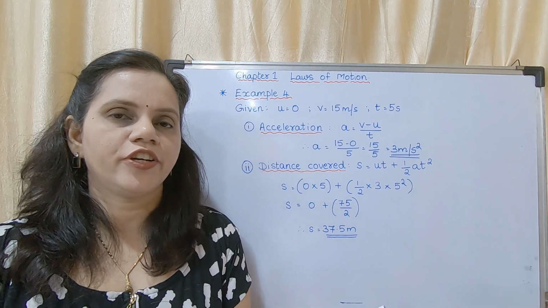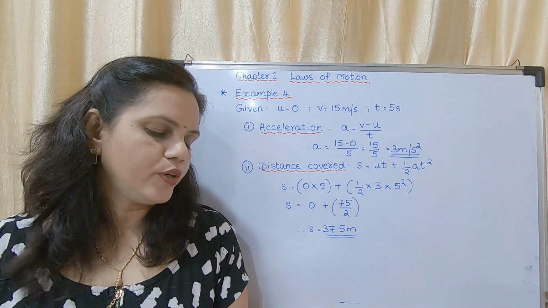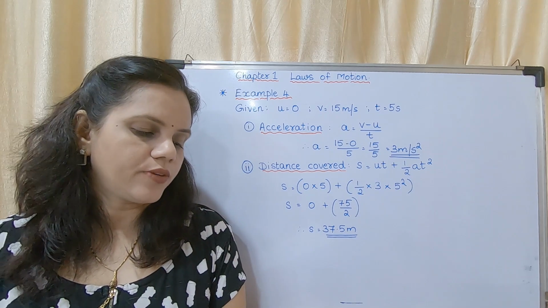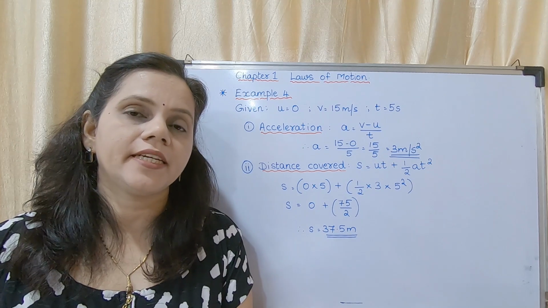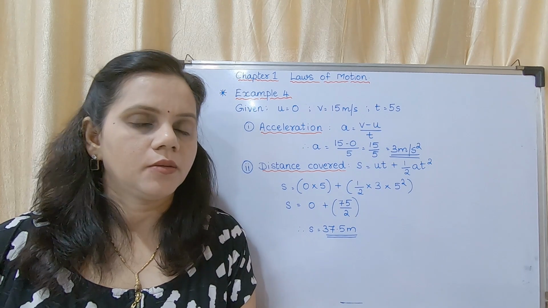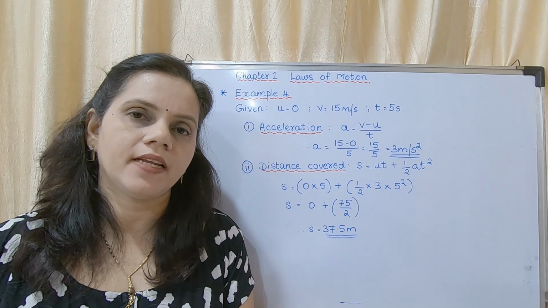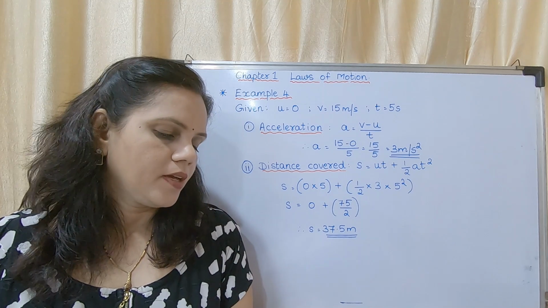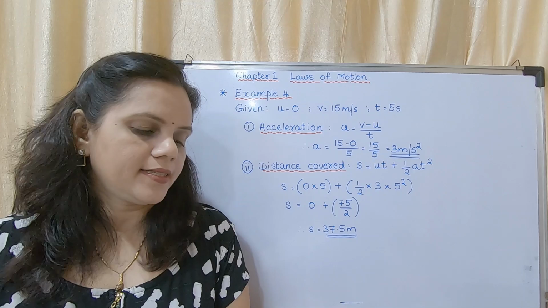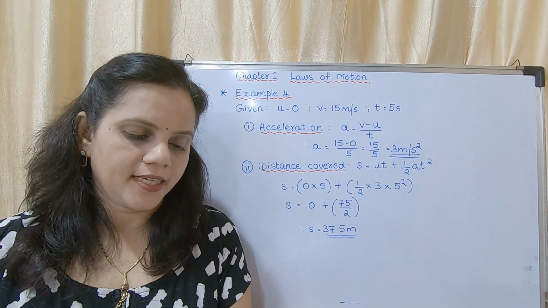Now the last sum for today. Example 4. A motorboat starts from rest. Okay, in the beginning itself they have told that the motorboat is starting from rest. Starting from rest means initial velocity is 0. A motorboat starts from rest and moves with uniform acceleration.